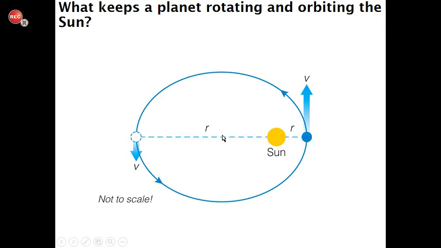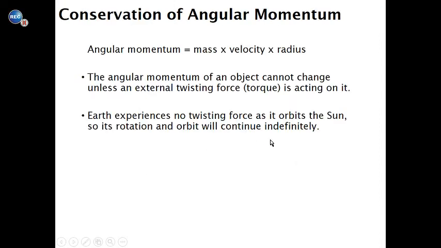So we have to define angular momentum. The momentum is mass times velocity. The angular momentum is mass times velocity times the distance that you're rotating around an object. And so what we find is if there's not an external force, what we call a torque, which causes a twisting, if there are no external forces, this product of mass times velocity times radius should stay the same for everything that's orbiting.